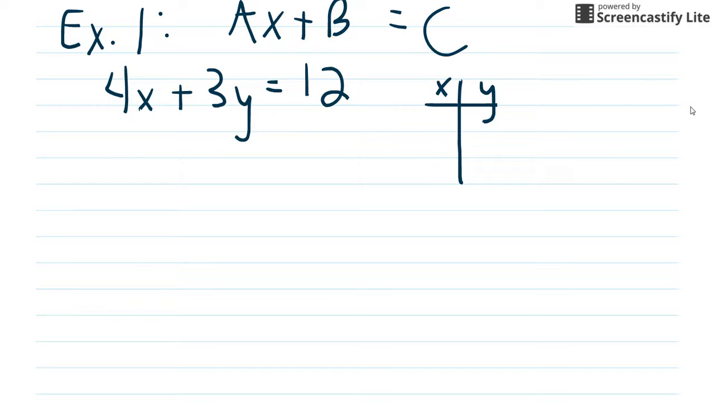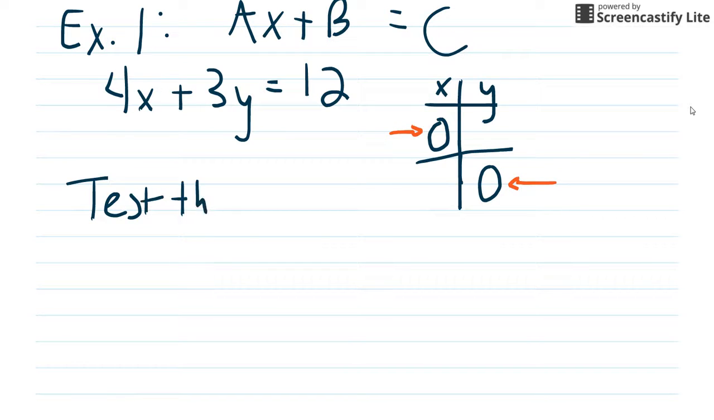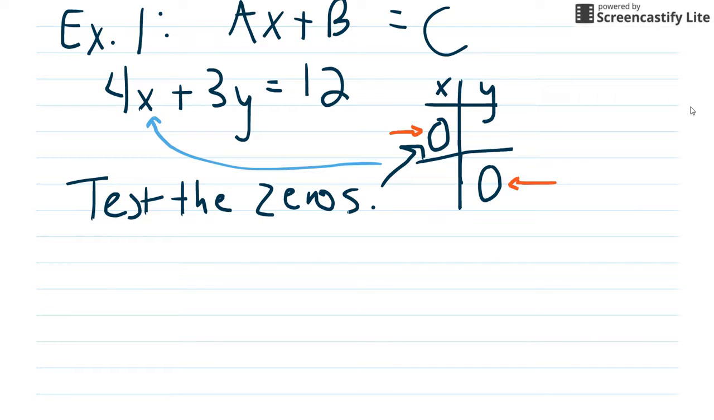So what you have to do, in order to find one of the intercepts, is make yourself a little chart. So we have x and y, and for one of them we want x to be 0, and for the other one we want y to be 0. Because remember, we're trying to find the intercepts. We're trying to find where they cross the axis. So by putting in these zeros right here and right here, it will give me both of those points. So we just need to test the zeros.